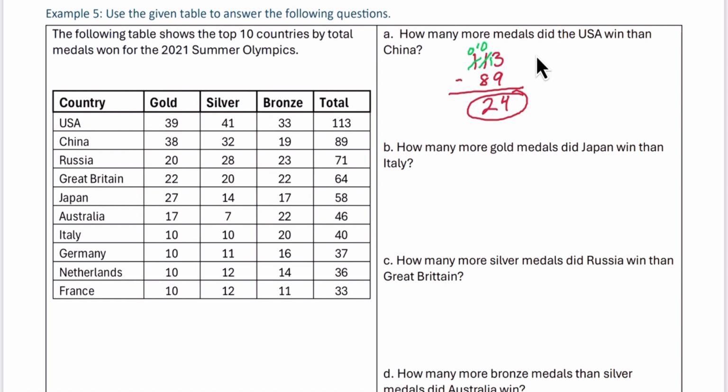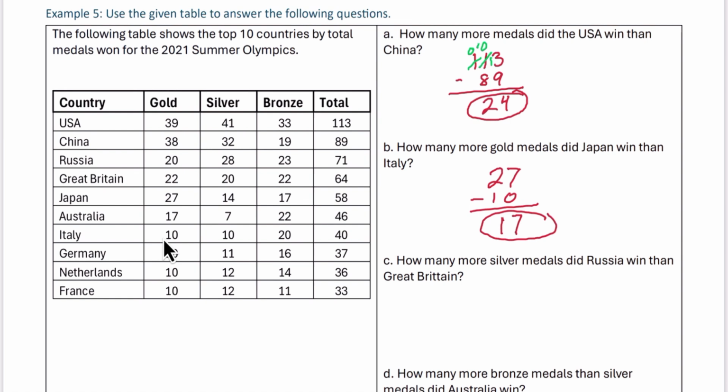Part B, how many more gold medals did Japan win than Italy? So this time we're focusing on gold. Japan won 27 gold medals. And Italy won 10 gold medals. Subtracting these, 7 minus 0 is 7, 2 minus 1 is 1. So it looks like Japan won 17 more gold medals than Italy.